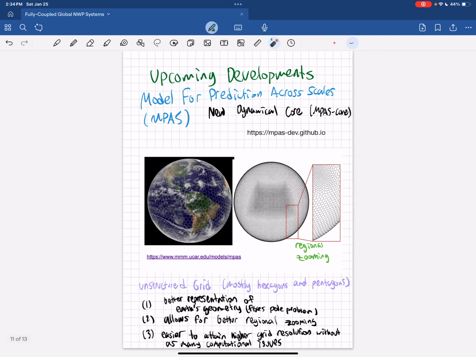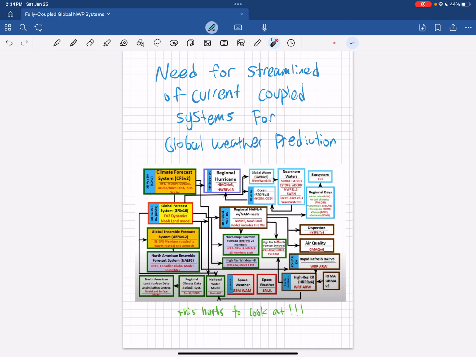Okay, there's also a need for streamlining of current coupled systems for global weather prediction. This is currently all the kind of models that we have, I think, for GFS. This is a mess, and it really honestly hurts to look at.